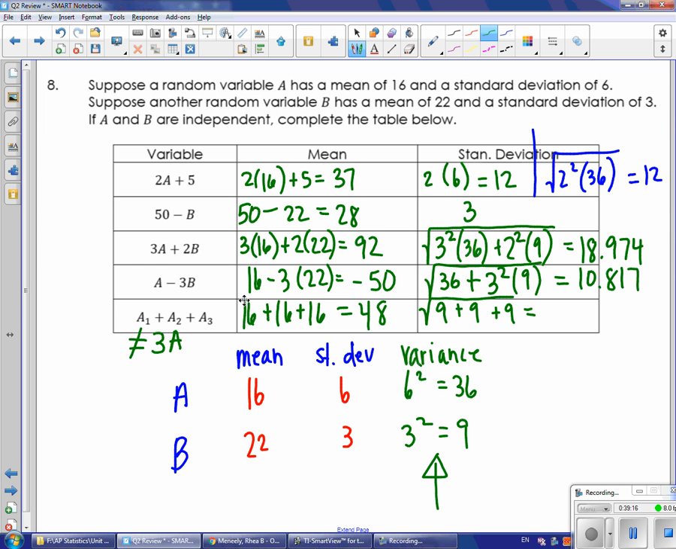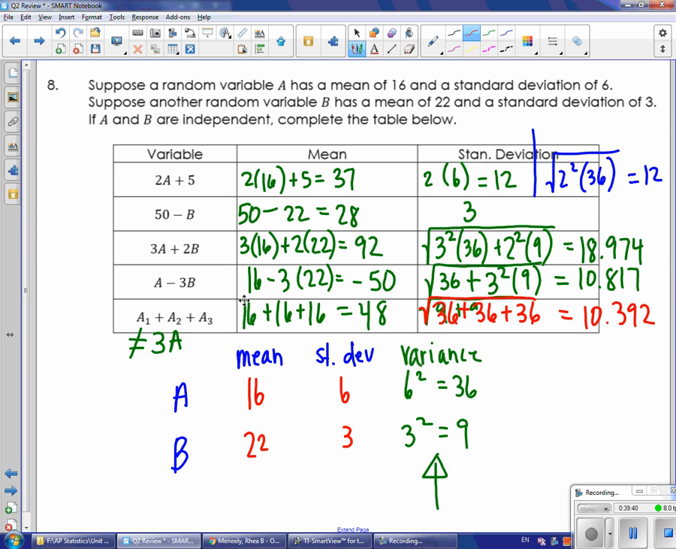And that's going to give me, oops, I added the wrong variances. These should be 36s, not 9s. Let me do it this way. I'm sorry, the variance of a is 36, and then I'm going to take the square root. And that's going to end up giving me 10.392.